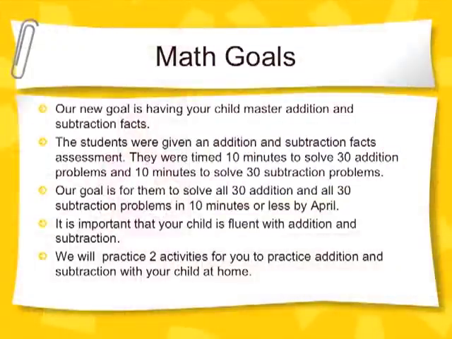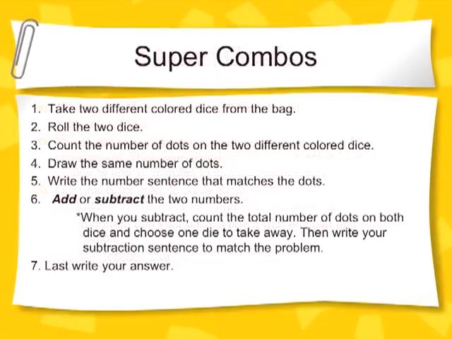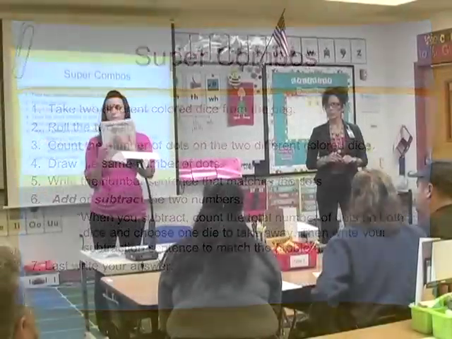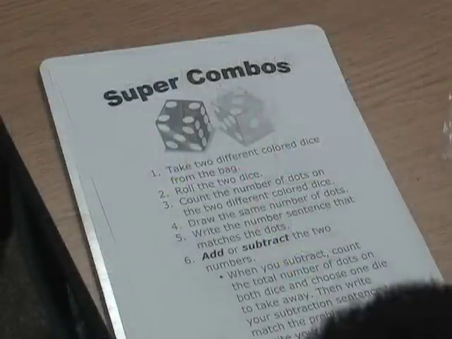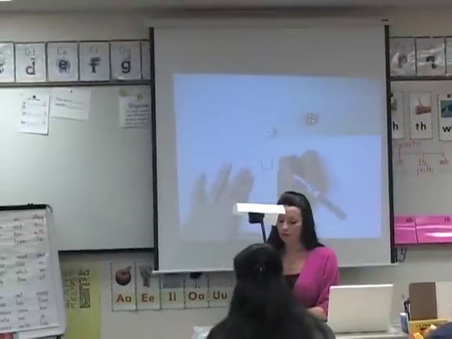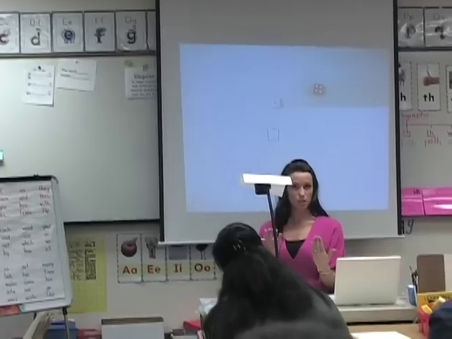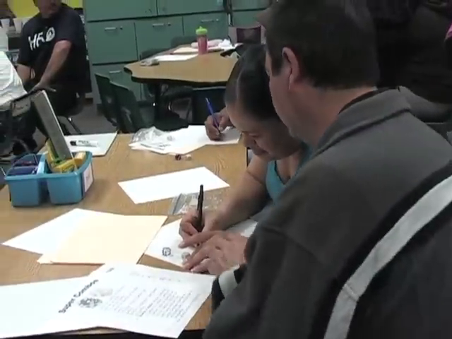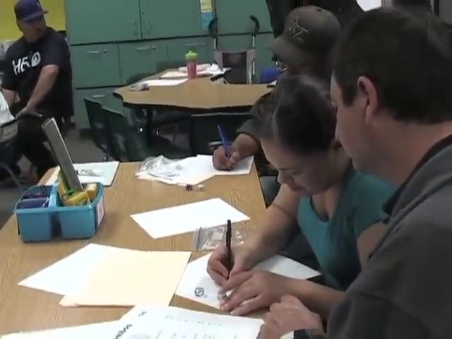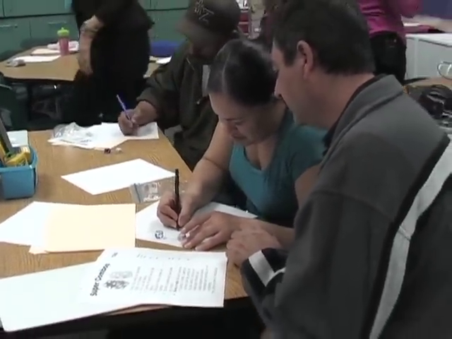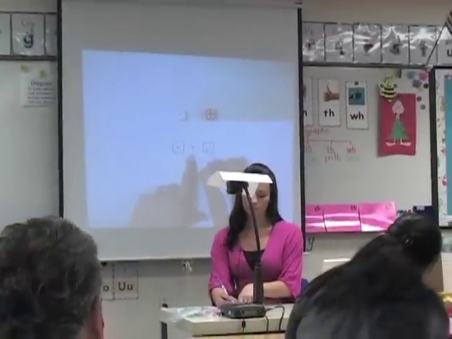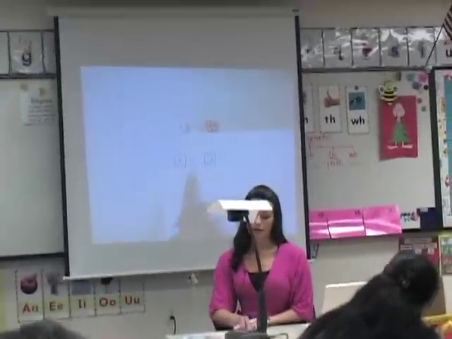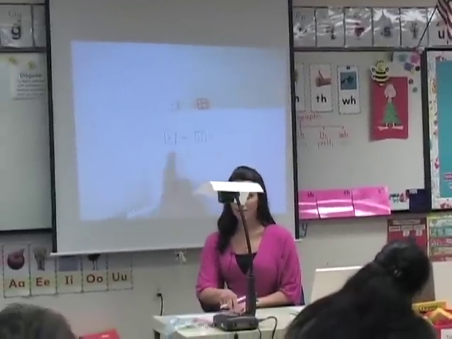Okay, the first activity that we're going to play is called Super Combos. The directions are in English on the front, and then there's also Spanish on the back. You simply roll the dice, then the children count the number of dots. And I like to draw a square, so it's a visual thing, almost like they're picturing the dice on a piece of paper. There's 1 dot, so they put 1 dot on the paper. And I'll model for you first an addition problem, so I would put an addition sign, plus 4, equals. Now they're going to go back and they're going to count all of the dots.